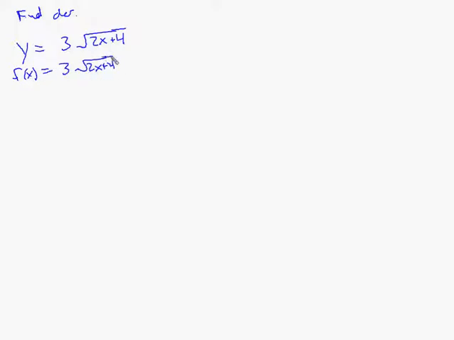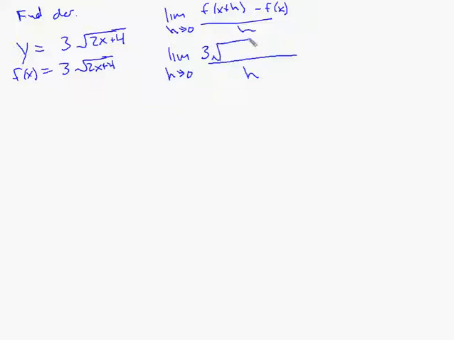And we need to eliminate this h. There's no direct way to do that. I can't factor out h of anything. This is where I'm going to rationalize. But there's nothing to rationalize in the denominator, so I rationalize the numerator. So I'm going to multiply by 3 root 2 times x plus h plus 4, plus, opposite in sign, 3 root 2x plus 4, all over the same thing.